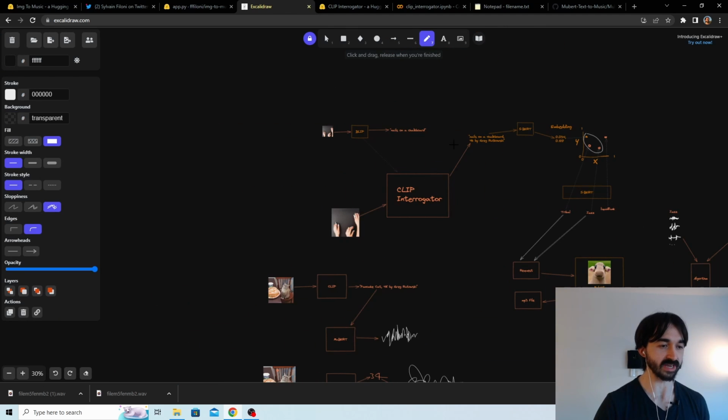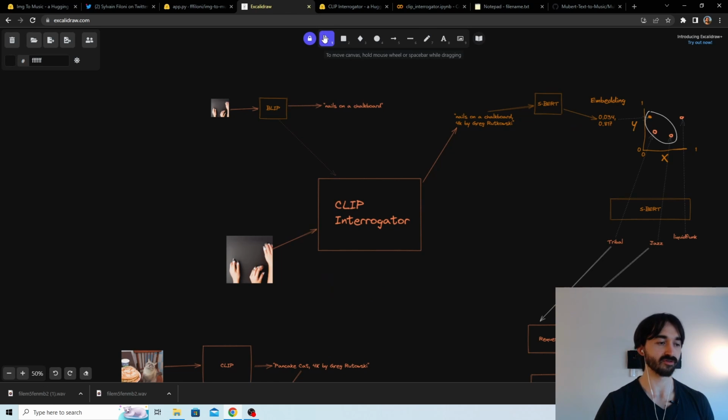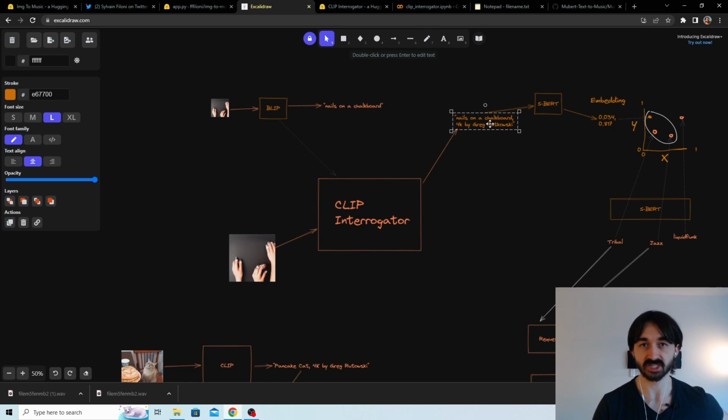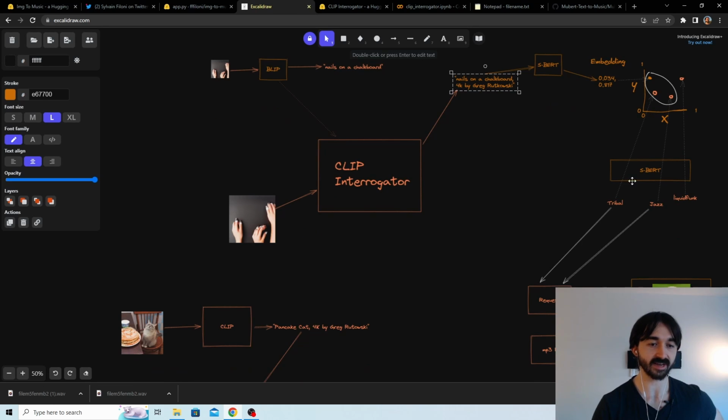So let's just do a quick recap, right? We've gone from an image, which is quite rich, to a description of that image in text, which is also quite rich, and from the text we've gone to like three or four tags from a list of 130 tags. That's where we're sitting right now.